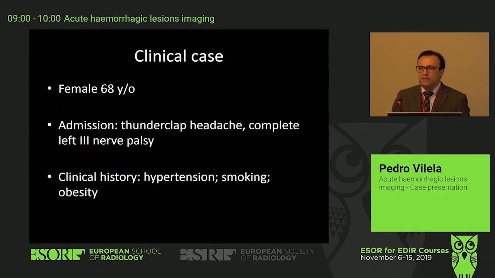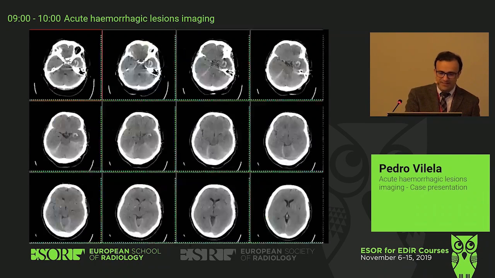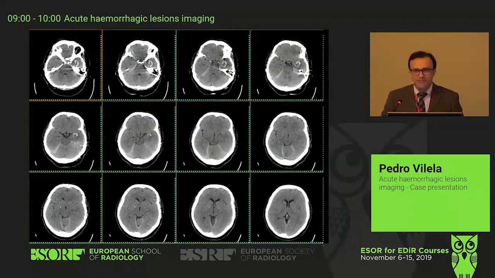And then we have complete third nerve palsy. And for this we need to know some anatomy. So this pointed to a left PCOM aneurysm. It has to be it. Okay? No other possibility. So do you have the subarachnoid hemorrhage and you have your PCOM aneurysm?